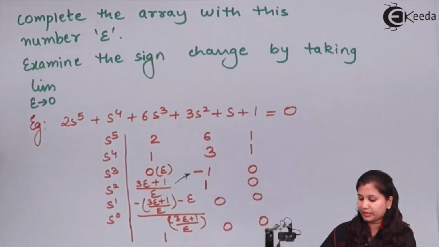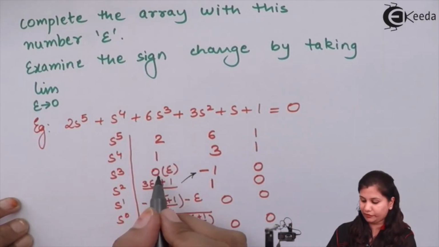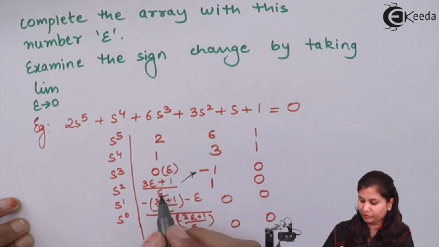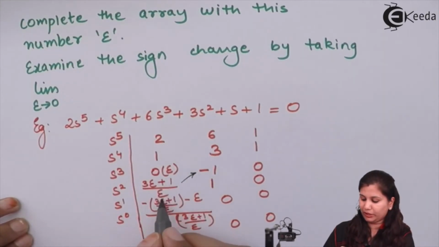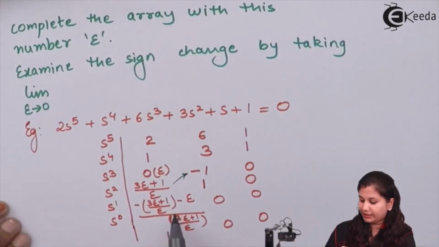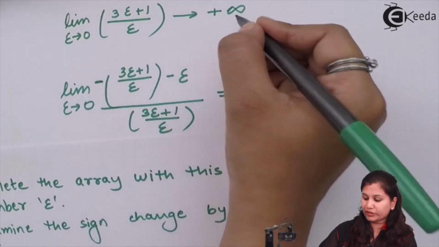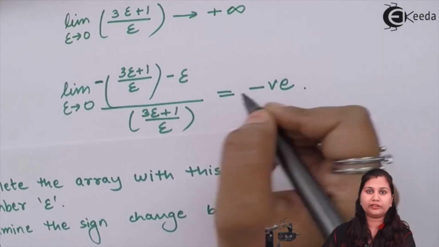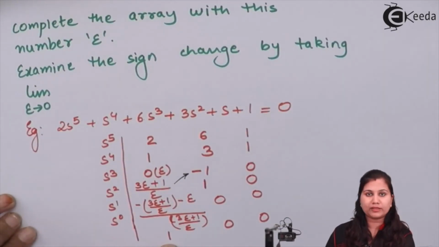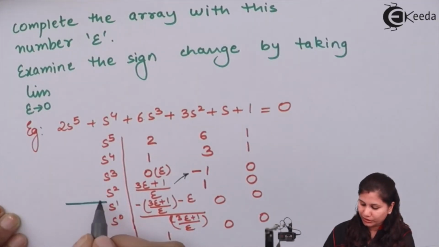Now, in this Routh array, 2 is positive, 1 is positive, then it is a positive number, epsilon is a small positive number. Then 3 epsilon plus 1 upon epsilon is coming out to be positive infinity. And then this term is coming out to be negative. So from positive infinity to negative, it will be a sign change. And again from negative to a positive 1, it will be a sign change. So here we are having two sign changes.